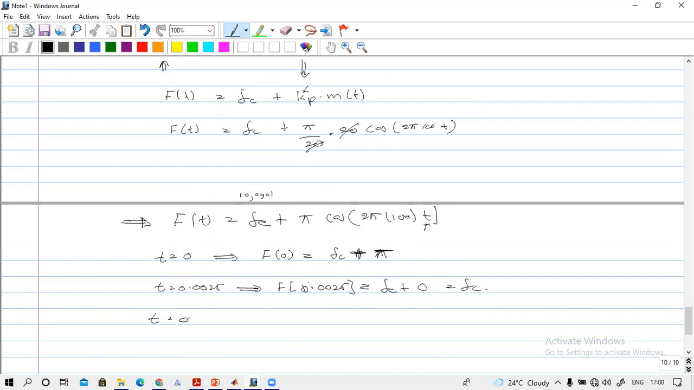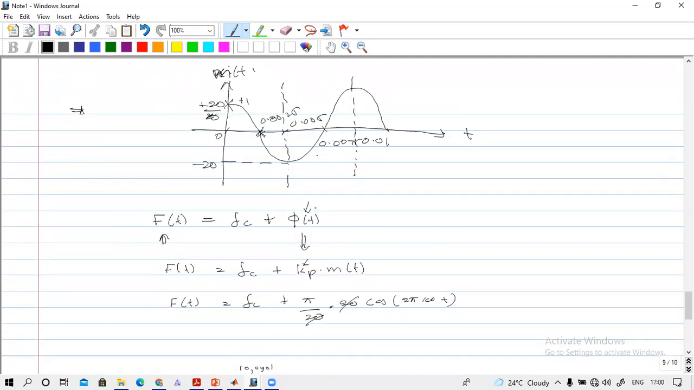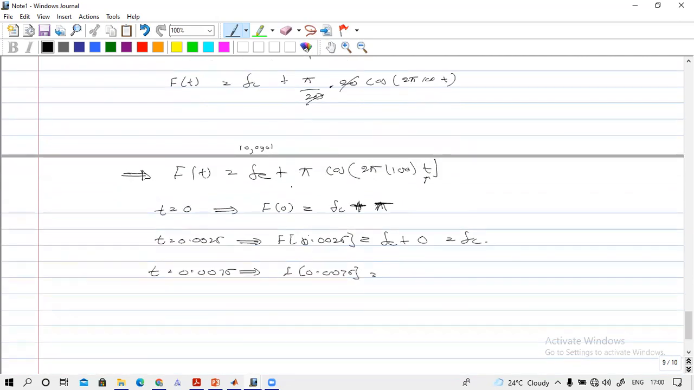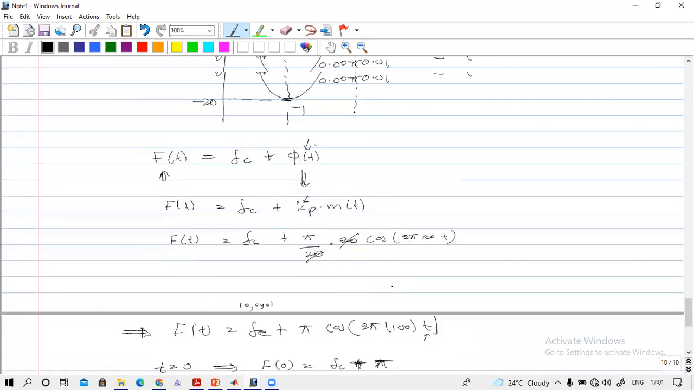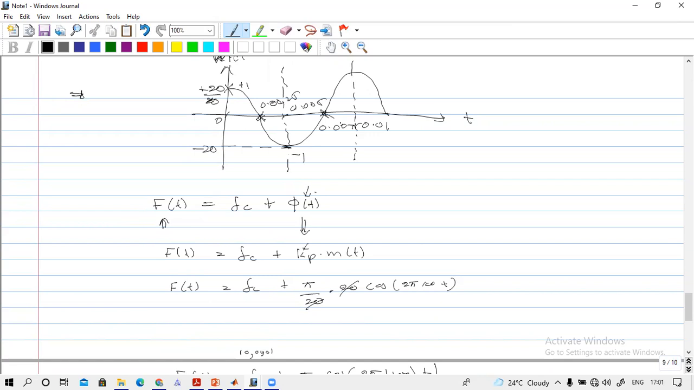Okay. So if you consider 0.0075, you can see that 0.0025, then we have to find 0.005. So at 0.005, you can see it is minus. So this one will be minus 1, and it will be fc minus 5. Correct? Okay. So we are asked to find it at 0.0075. You can see that at 0.0075 again this will be 0. Then you will get fc again.